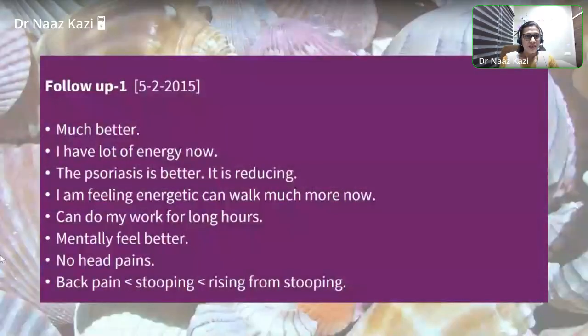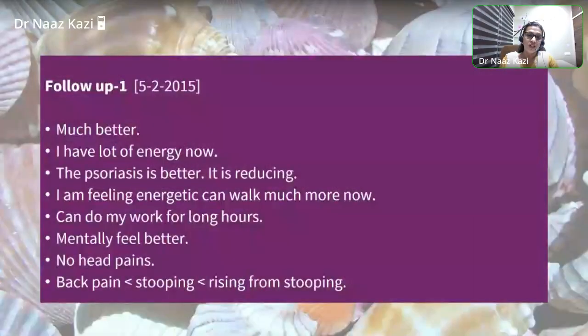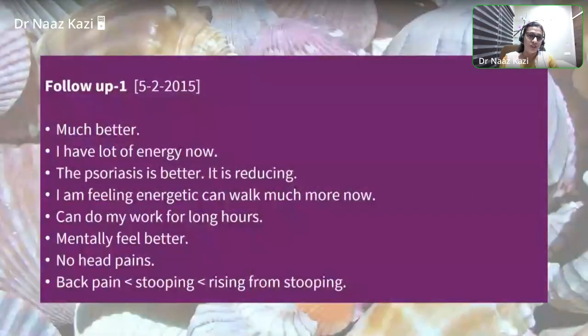So in the follow-up, she says, I'm much better. I have a lot of energy now. The psoriasis is better. It is reducing. I am feeling energetic. I can walk much more now. Can do my work for long hours. Earlier, we knew that she couldn't stand with the pain, right? Mentally, she feels better. The migraine, even the head pains, she doesn't have them.